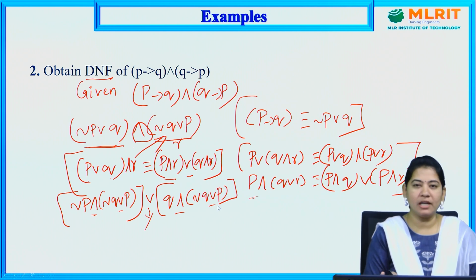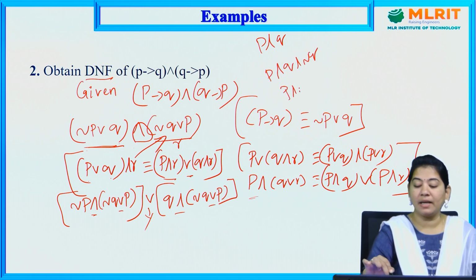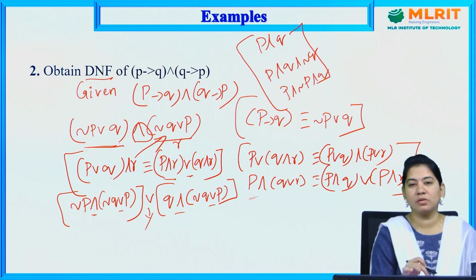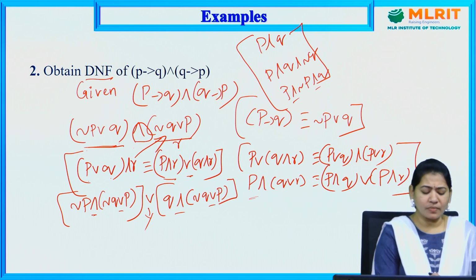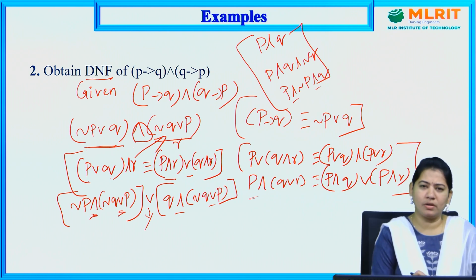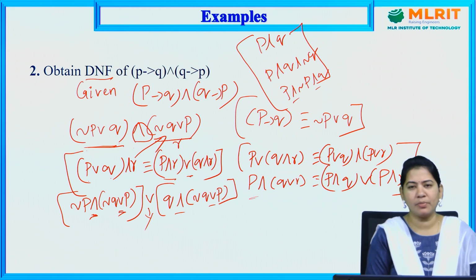So what are elementary products here? P and Q, or we can have P and Q and negation Q, or P and negation P and Q. You can have three variables also, but you should always have a product in the elementary product. But if we observe here, we have and here we have or. This is not an elementary product. Still there is a need to convert that into an elementary product.